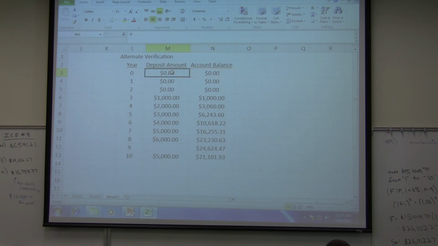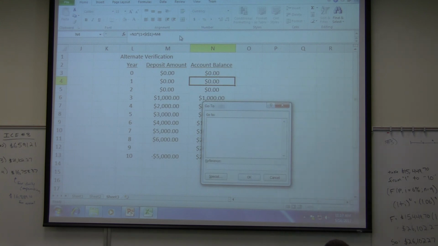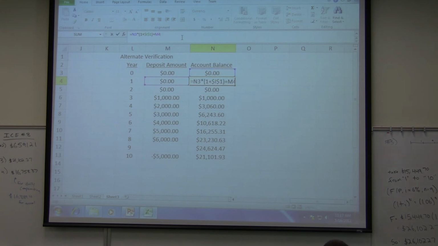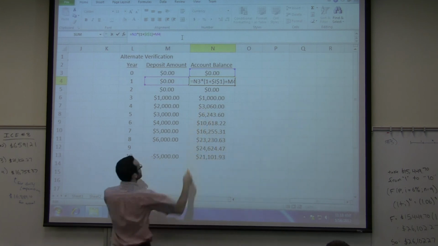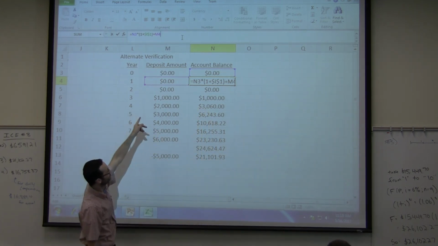In year 0, it's just whatever it was. But then look at the formula that I've got for the rest of these. I'm saying the account balance is however much was in there the previous year. That's my laser pointer. However much was in there the previous year, so year 0, times the interest rate. So 1 plus the interest rate, in this case it was 6%, I think. And then you add whatever the deposit was. And so it is the previous balance plus the interest that's making plus the deposit amount.